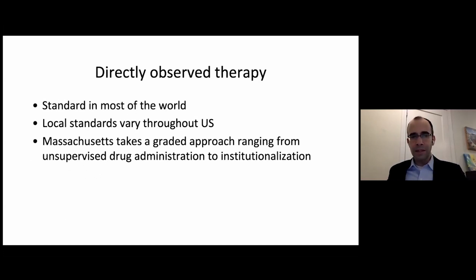Directly observed therapy is a standard in most of the world, and the standards do vary within the US, so there's no clear guidance I could give to you about that. It does vary by state. I can mention that in Massachusetts, people will either be receiving drugs all the way down to unsupervised at home, up to being institutionalized, even potentially against their will, for receiving TB therapy. It really does vary.